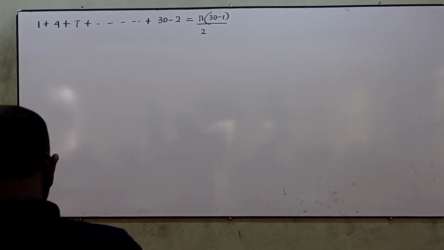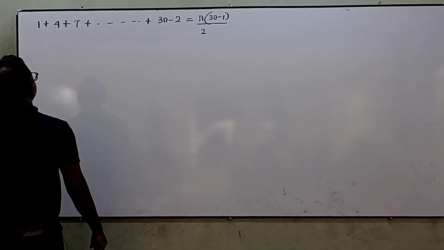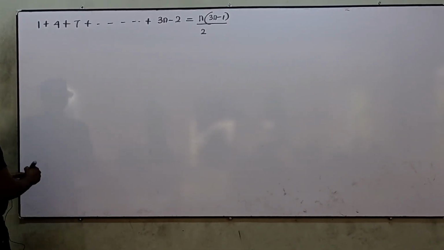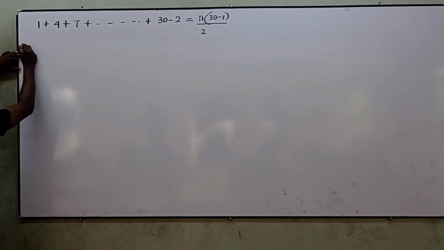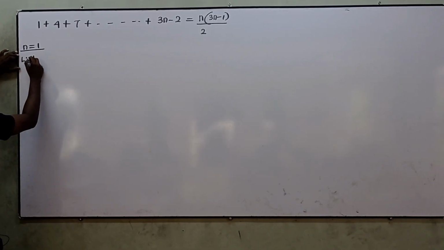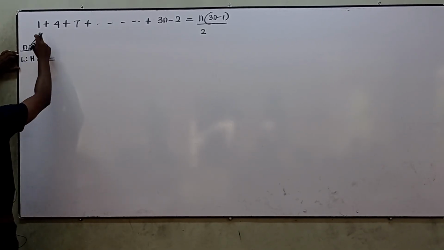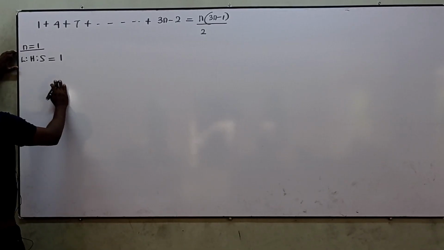Okay, let's consider this example now. First of all, we have to prove the result is true for n equals 1. We have the left hand side. Left hand side is 1. When n equals 1, left hand side is 1.